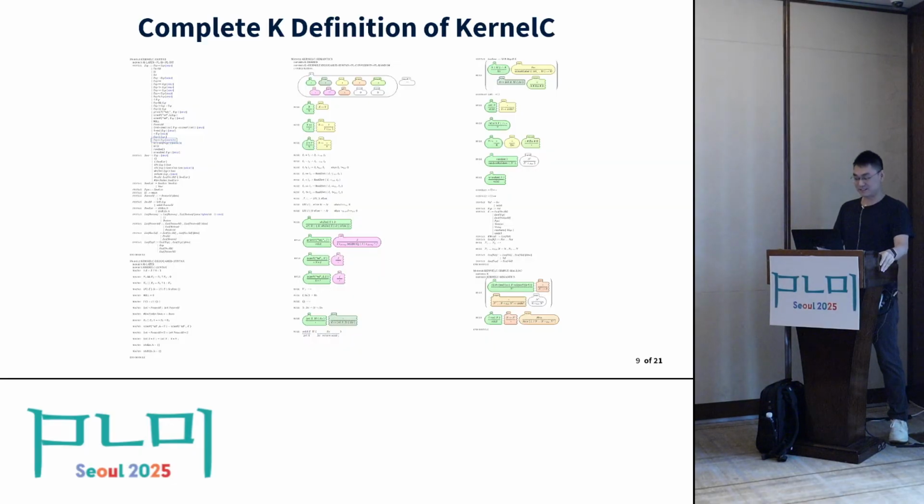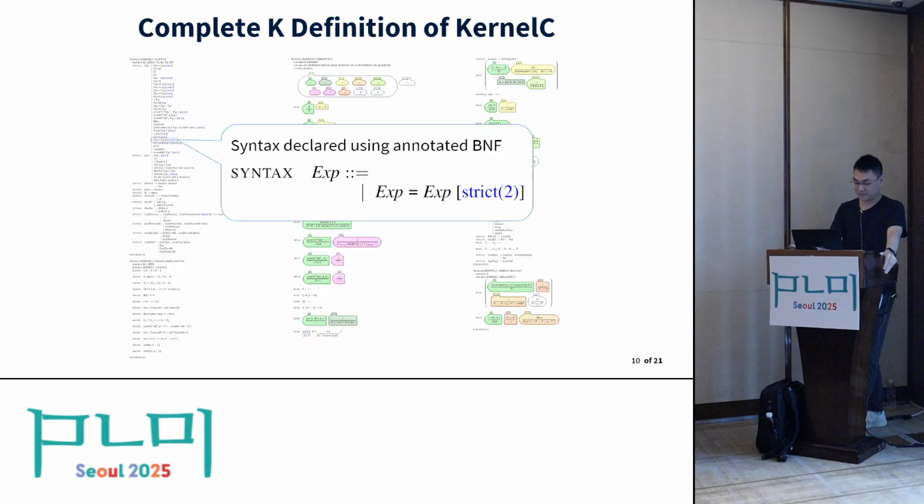But what happens here is that in the first column, you define the formal syntax of the language. And in the second and the third column, you define what is called the semantics. So let's zoom in a bit. So look at the syntax. Syntax, not very exciting. It's defined using BNF with annotations.